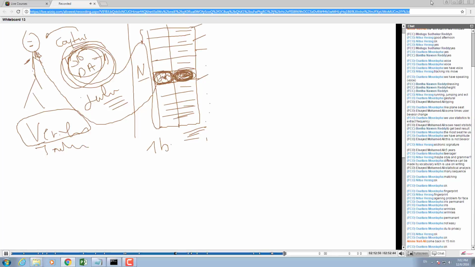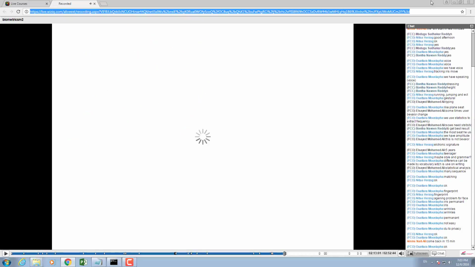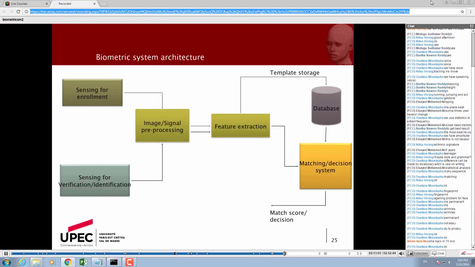Okay. So applications are not the same. Very often for commercial applications we use much more verification. For law enforcement and security purposes, we can deal much more with identification. Okay.